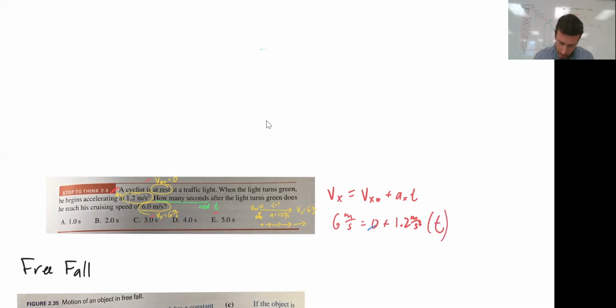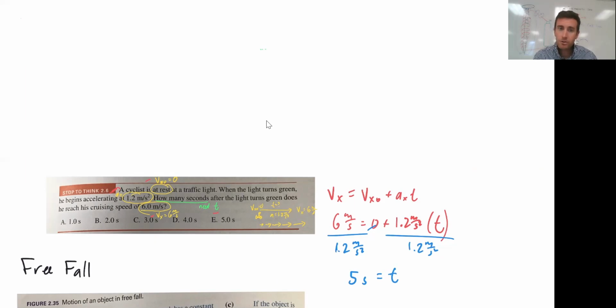I divide both sides by 1.2 meters per second squared. 6 divided by 1.2. I am going to need a little calculator there. And I find that that would give me 5 seconds equals t. So would it make sense for the bicyclist to take 5 seconds to get himself going? Oh, it's himself, he. Yes, that makes logical sense to me.